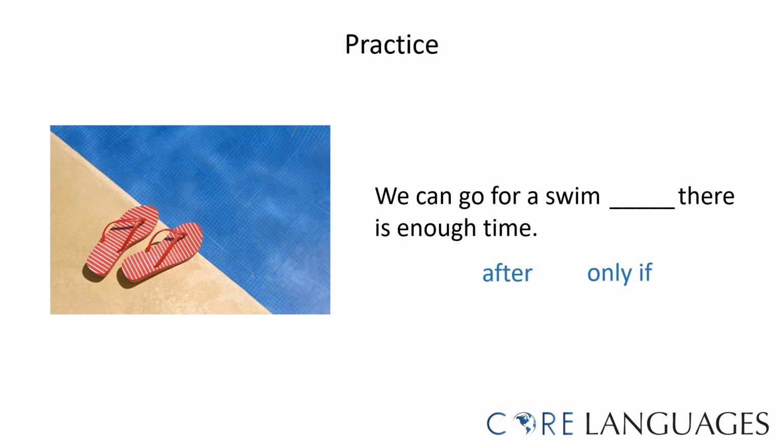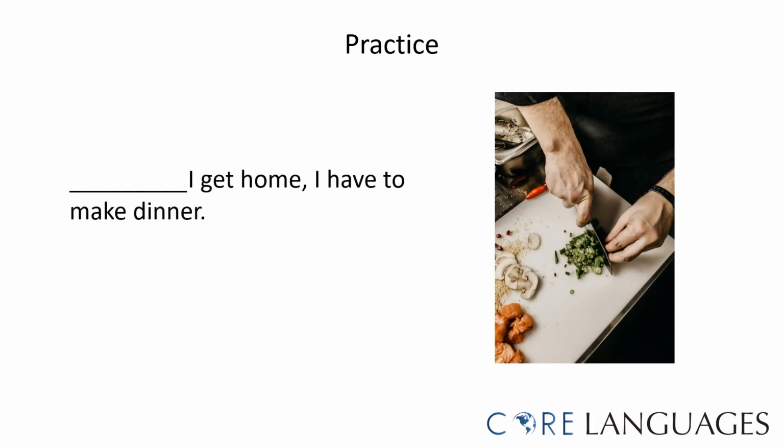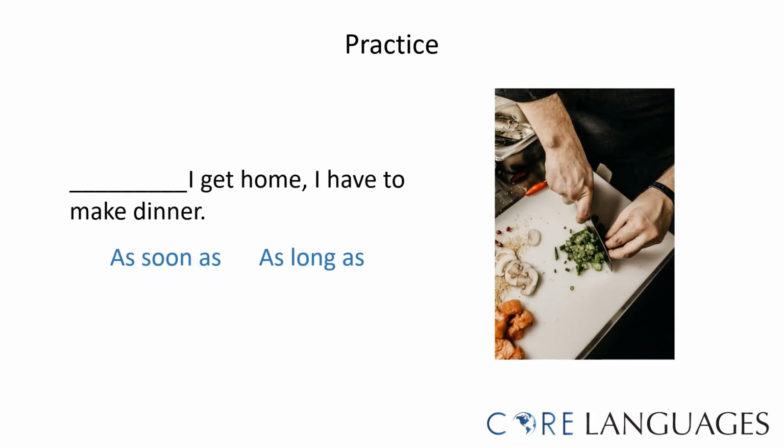The correct subordinating conjunction is only if. We can go for a swim only if there is enough time. The main clause is we can go for a swim, and the subordinate clause is only if there is enough time. And how about this example? As soon as I get home, I have to make dinner. Or as long as I get home, I have to make dinner.